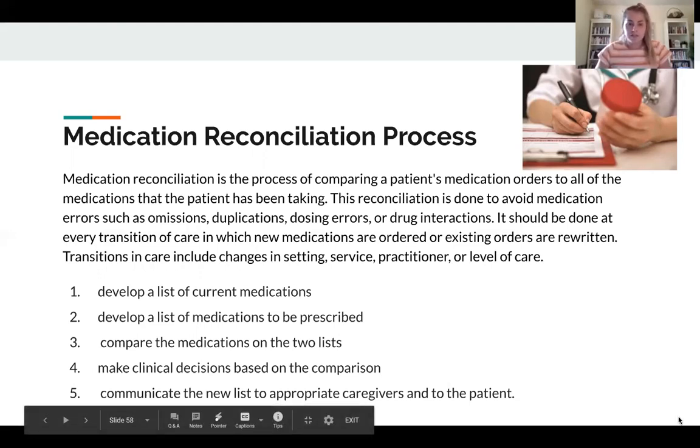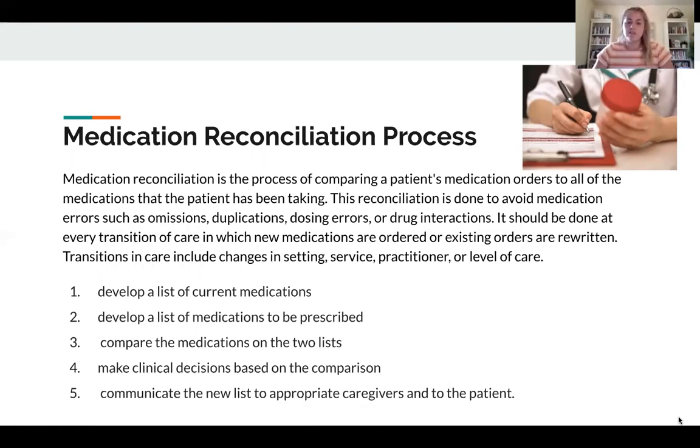So there are 5 simple steps of the medication reconciliation process. The first one is to develop a list of the current medications, and then develop a list of the medications to be prescribed, and then compare the medications on the two lists, and then make clinical decisions based on the comparison, and then communicate the new list to the appropriate caregivers and to the patient.